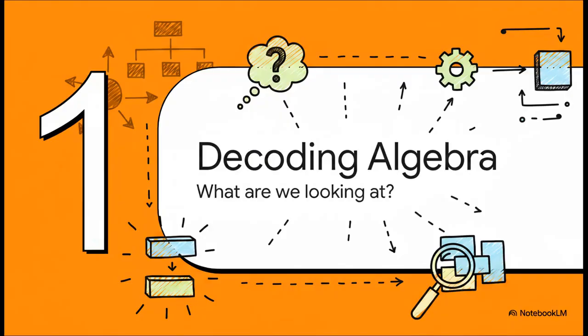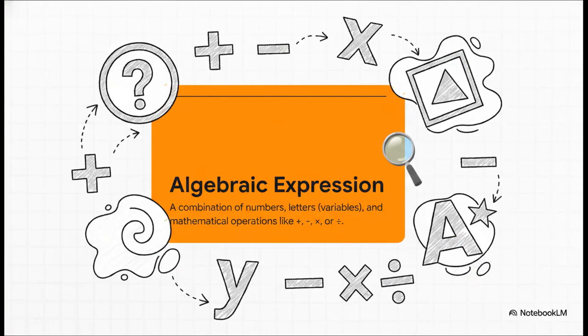First things first, we've got to learn to speak the language. To get comfortable with algebra, we need to understand what the basic parts even are. So let's break down exactly what we're looking at. What is an algebraic expression? At its heart, it's just a mix of things you already know. You've got numbers, you've got letters, which we just call variables, and you've got your basic math operations: plus, minus, times, divide. That's the whole recipe.